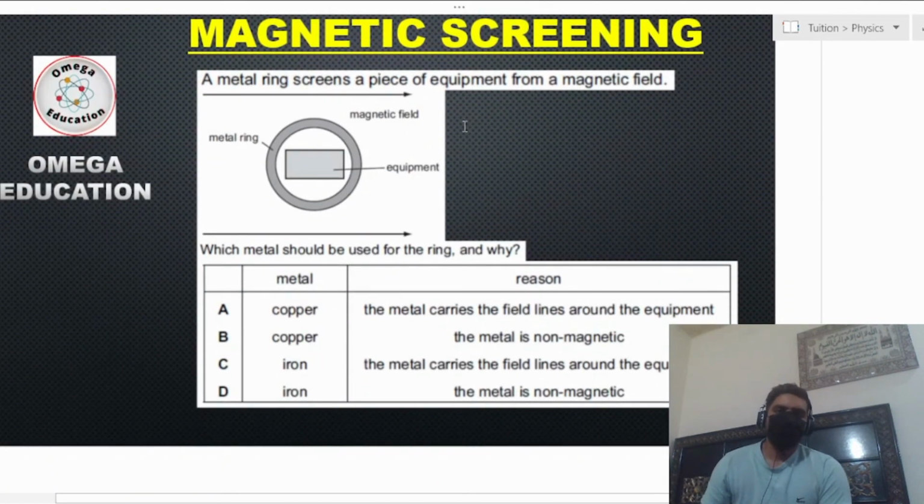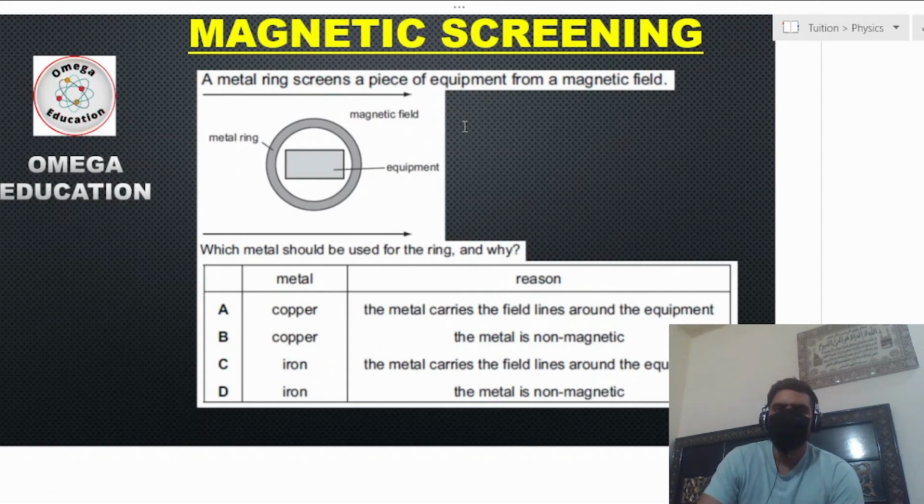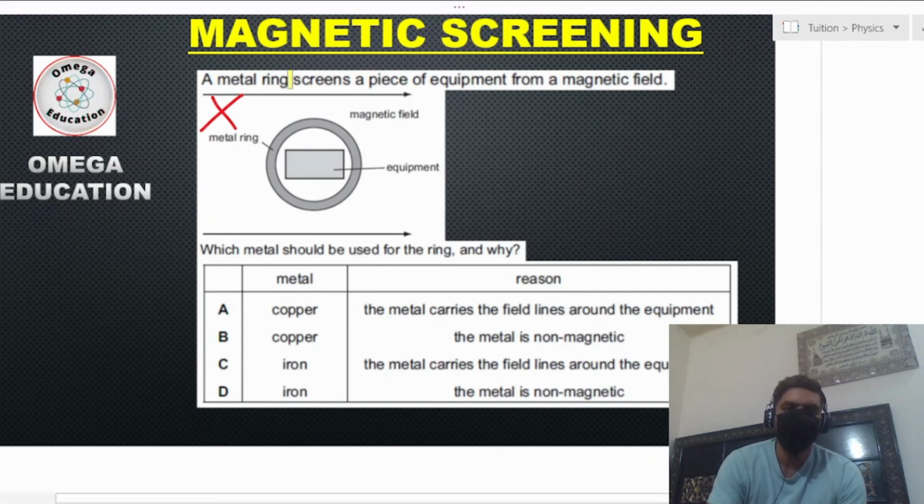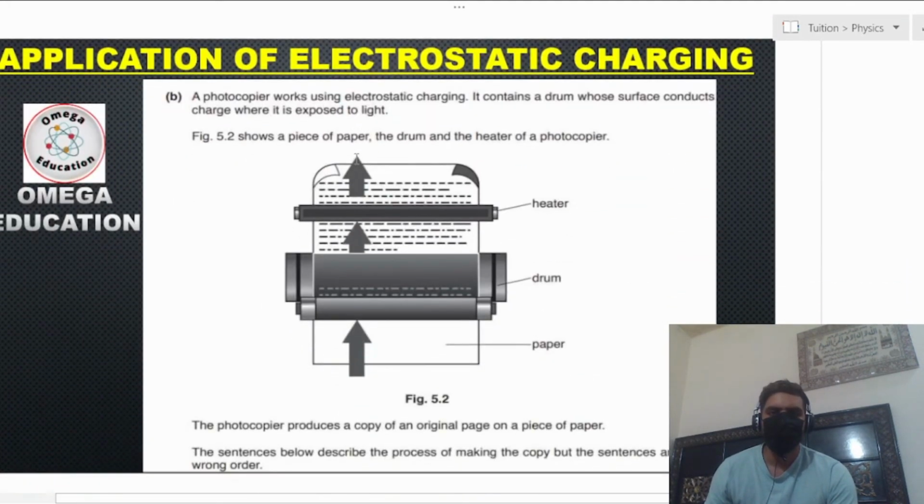All right, another topic that has been removed from this section is magnetic screening. It is basically a subtopic of the applications of magnetic and non-magnetic materials. Sometimes they use the word shielding. So any question that includes these terms has now been excluded. No need to spend your time on these. All right, let's move on to the next one.